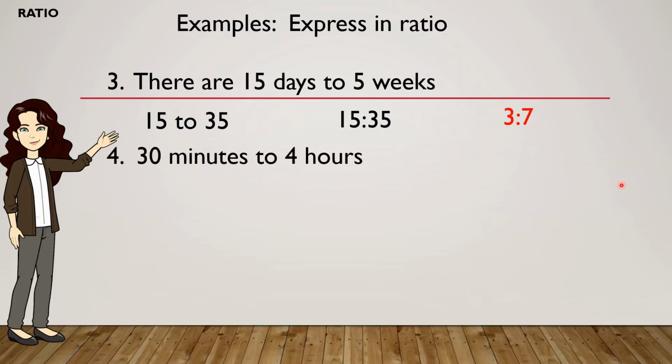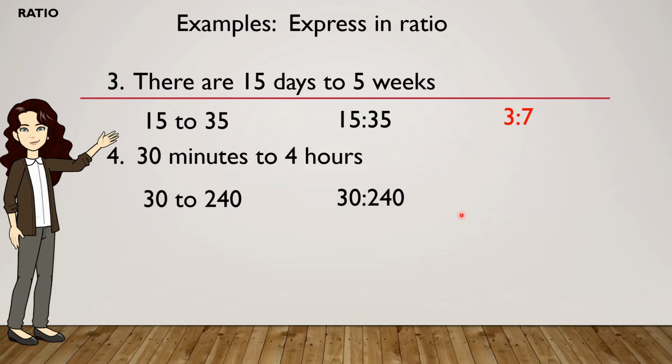Then, number 4, we have 30 minutes to 4 hours. So, what is the ratio? So, meaning, alin ba ang papalitan natin? Yung minutes, gagawin nating hours, o yung hours, gagawin minutes? So, mas madali, yung hours, gagawin nating minutes. So, we have 30 minutes and how many minutes in 4 hours? Okay, so we have 240 because 60 minutes times 4 is 240. So, 30 is to 240. We need to get the simplest form.